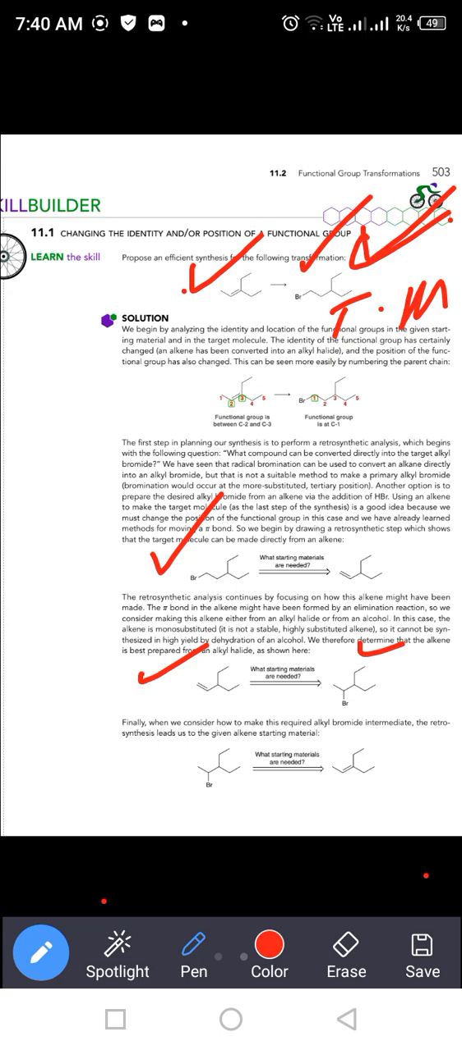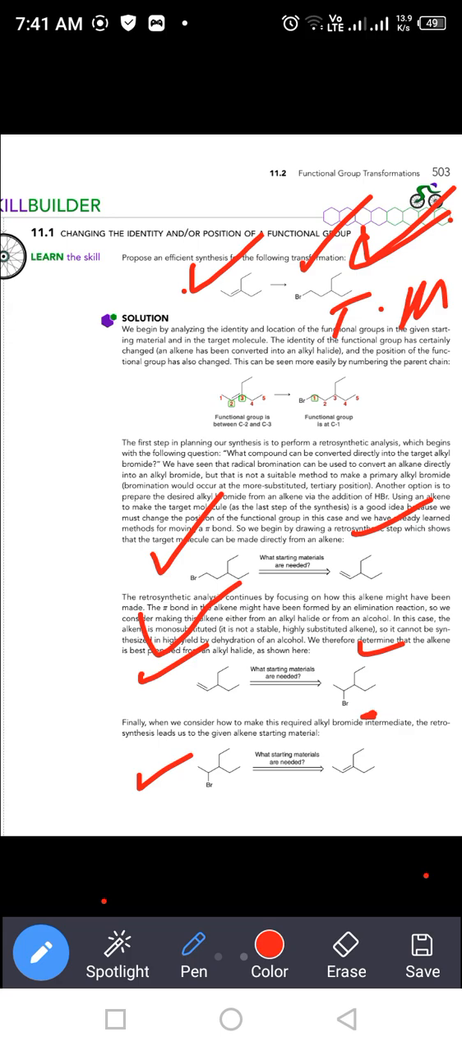Halogen was present at the end of the chain. Now halogen is present on the second carbon. So if you want to bring a change from the first carbon to the second carbon, then you have to go through this alkene step. Then you can move the halogen from the first carbon to the second carbon. But this is not the end fragment.